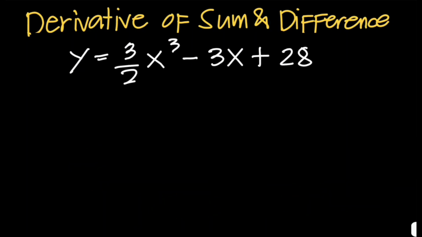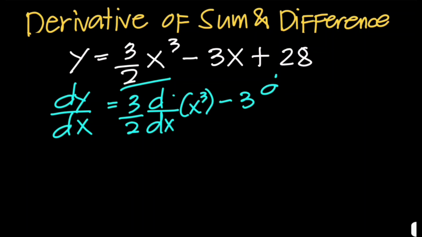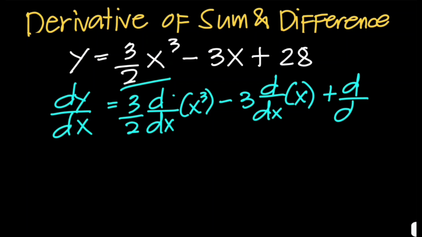How about we're given this function y equals 3 halves x cubed minus 3x plus 28, and we get the derivative of y with respect to x. So we derive each of the terms here. We derive this first, so this is 3 halves, then the derivative of x cubed with respect to x, minus 3 times the derivative of x, plus the derivative of 28 with respect to x.